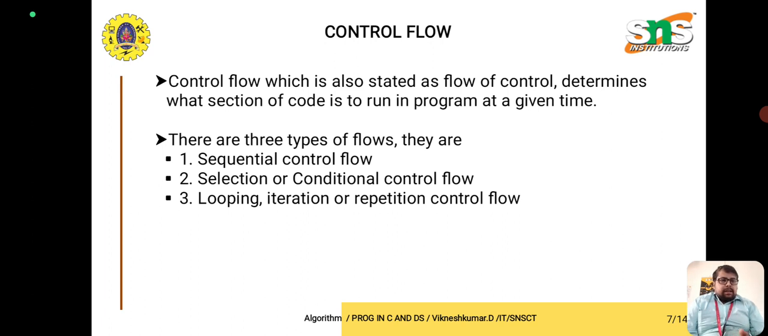Next is selection control flow, which is nothing but condition control. Based upon a condition, the control flow behaves accordingly. For example, if the condition is true, it selects that path. Next we go for looping. Looping means that till the condition is true, the statement gets executed repeatedly, numerous times. This is called looping, iteration or repetition control flow.